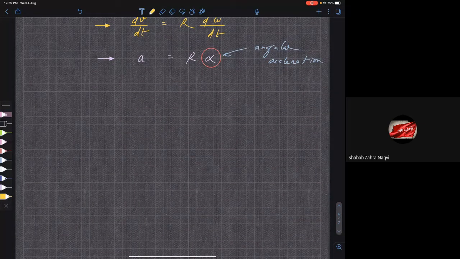Okay. So three new expressions you got here. What are those? Tell me. First, d theta equals dl by r, or dl equals r d theta. Second one is v equals r omega. Third one is a equals r alpha. Agreed?